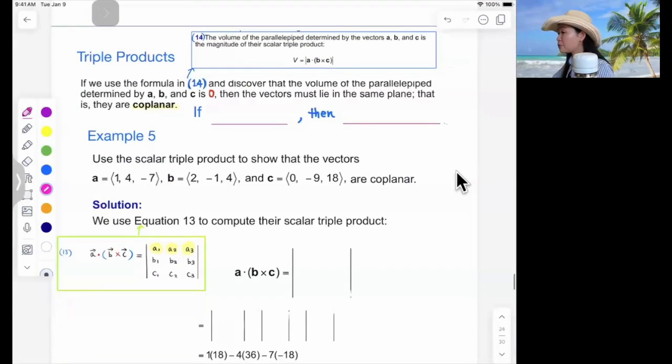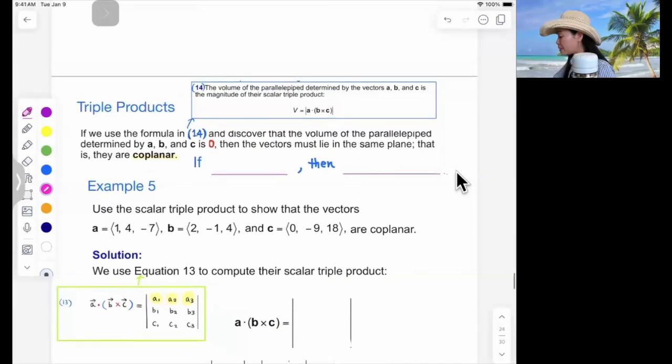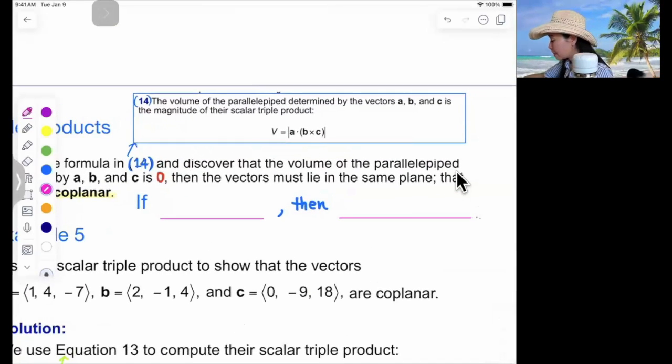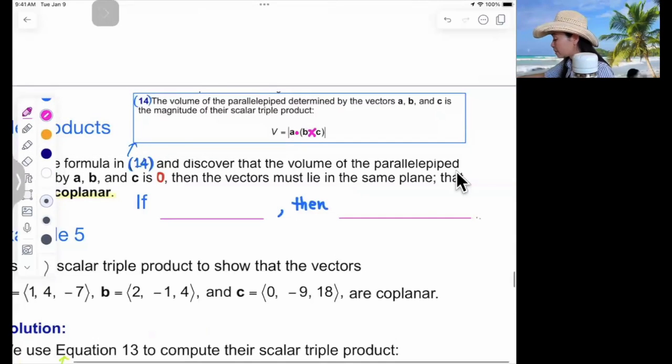Okay, now if we use that formula, this formula, A dot B cross C, that's called a scalar triple product. And then you take the magnitude of it, right? Right here, you take the absolute value, which is the magnitude of that.